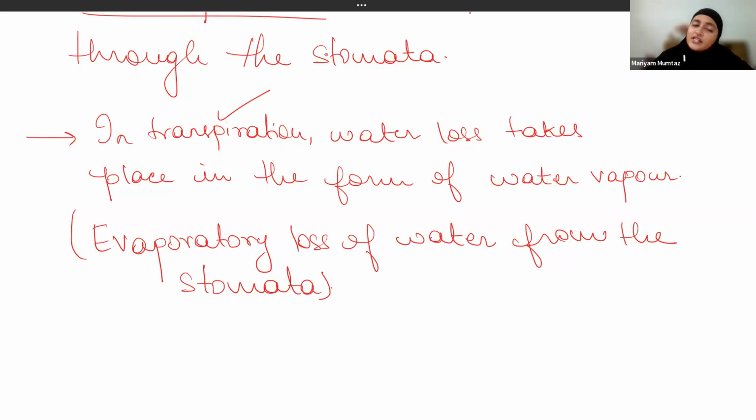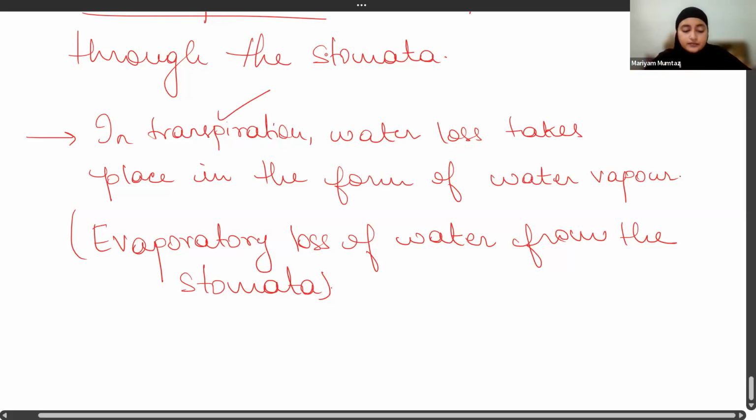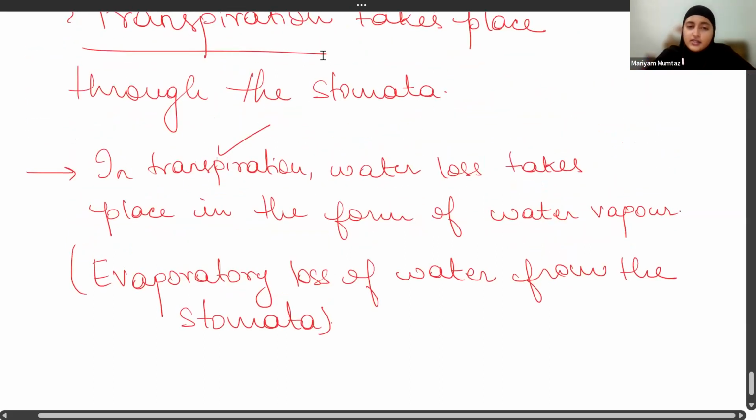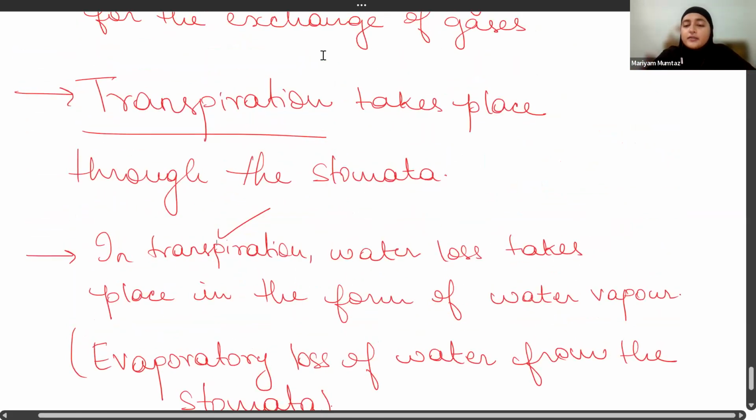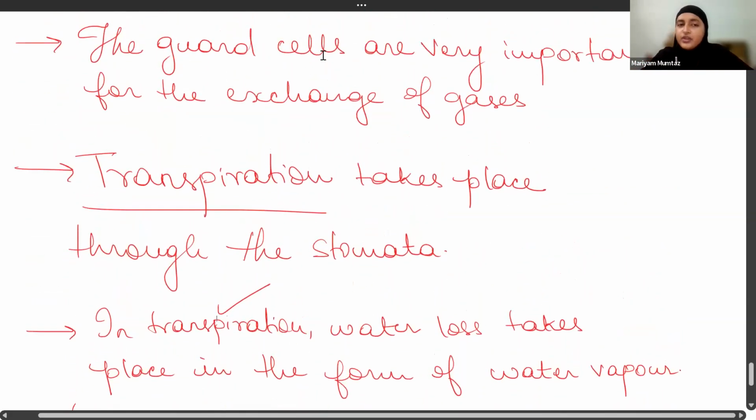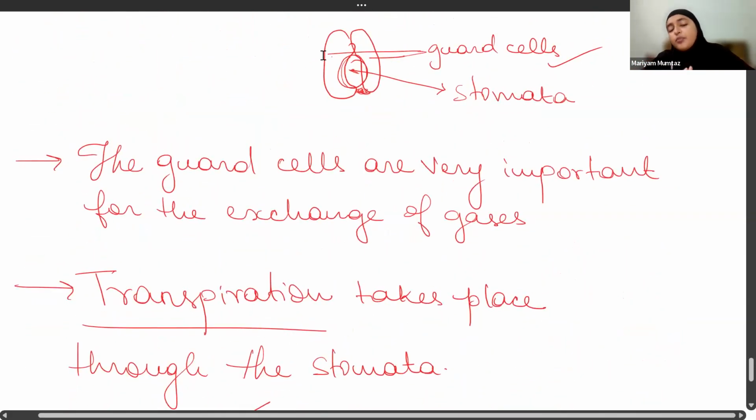So apart from exchange of gases, this transpiration also takes place through the stomata only. Is it clear to everybody? Yes, it's clear. Okay. Now see, this was talking about the epidermis of the leaf, isn't it? The epidermis of the leaf contains pores and those pores are known as stomata.